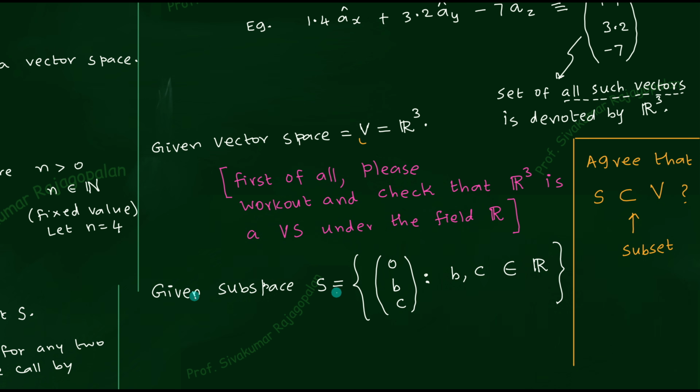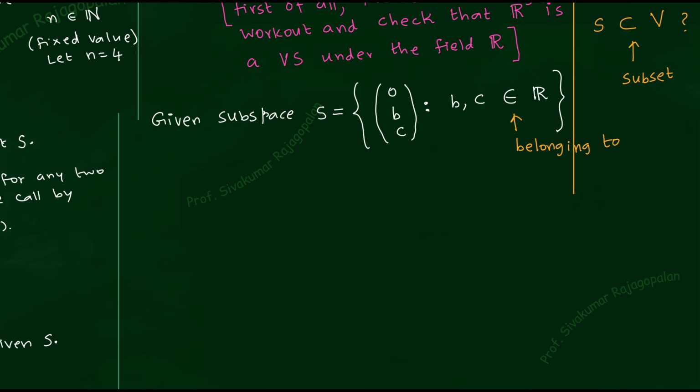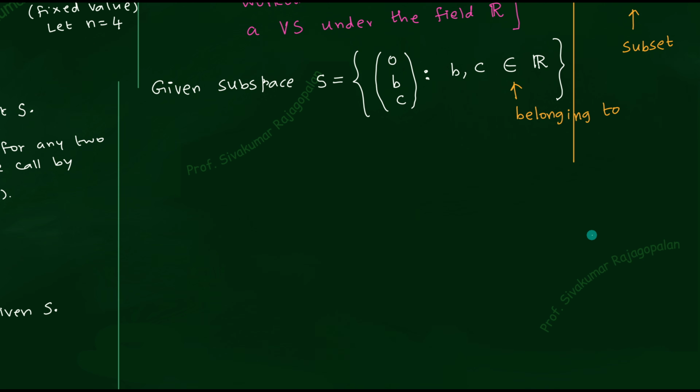Once this is clear, we can come back here. Now you will be in a position to agree whether S is a subset of V. Once these things are clear, we can verify whether 0 is there or not. You know what to do now: we have to check whether 0 is there or not. These symbols are clear, so now we are ready to verify whether the 0 vector is there or not.